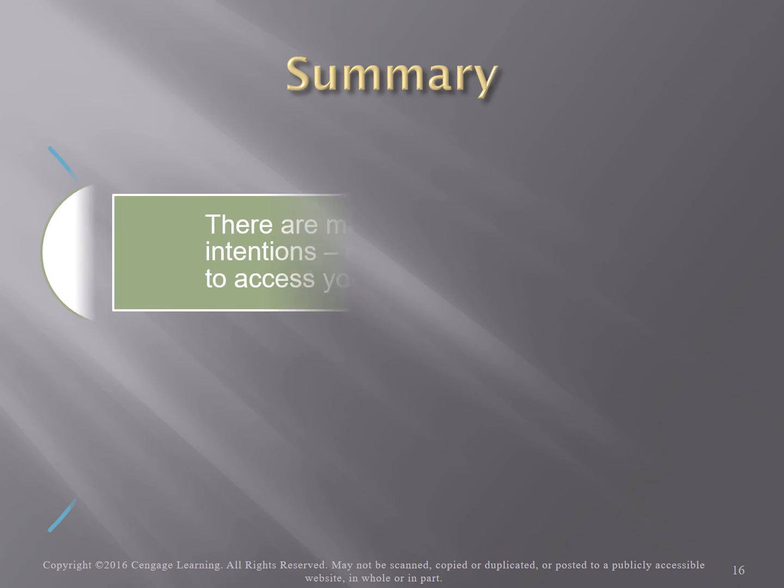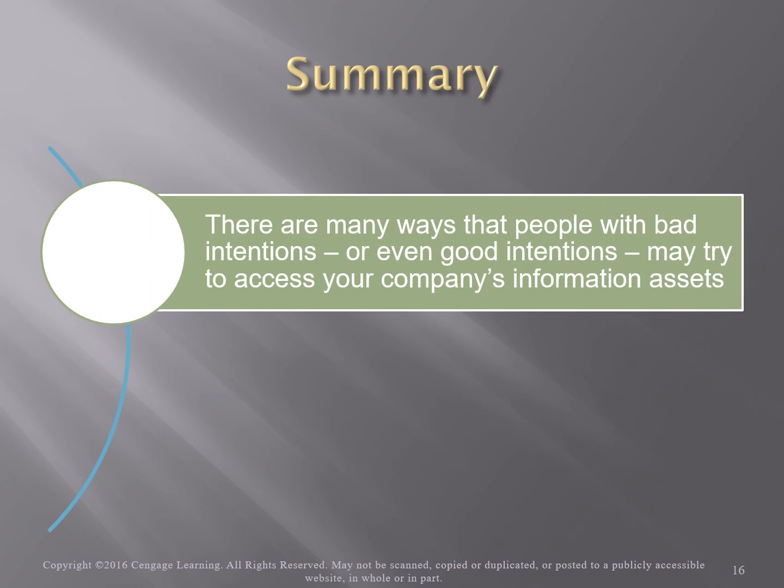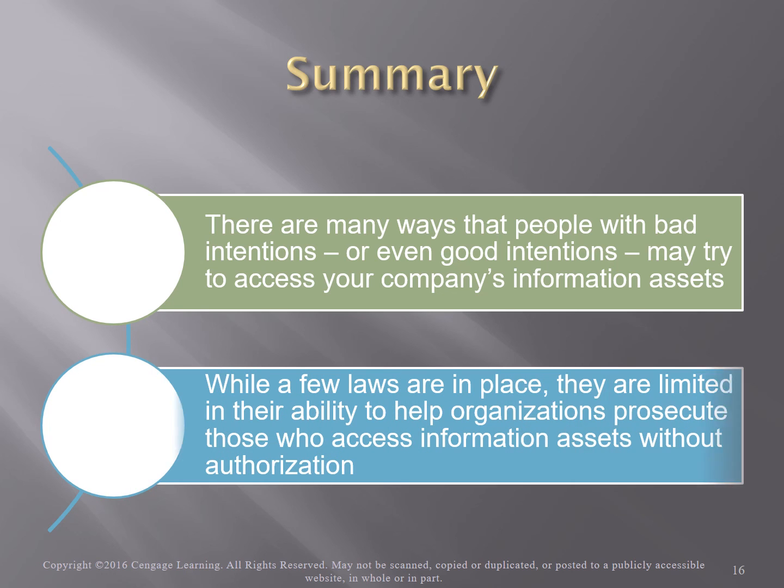To summarize, people with bad intentions will access your company's information assets. People with good intentions may also access your company's information assets, either by accident or as an ethical hacker or for other reasons. There are some laws in place in the U.S. and other countries that help with prosecution of those who access and/or damage information assets. However, the company should not rely upon these laws as the sole method of protection.